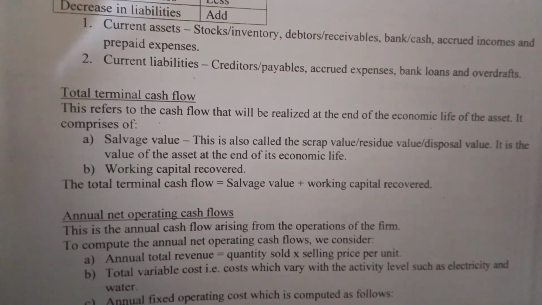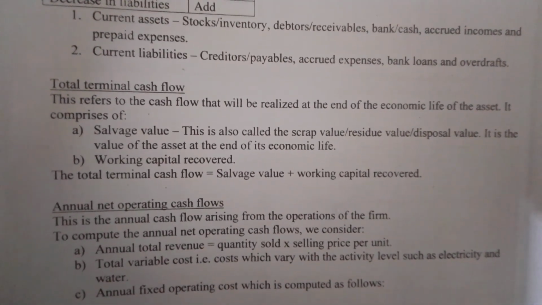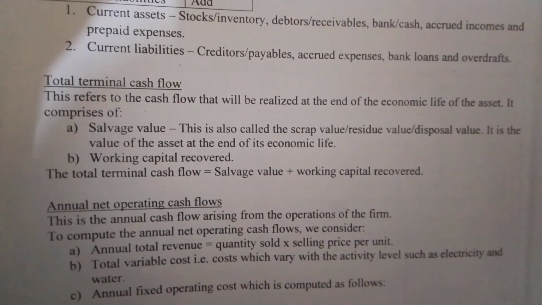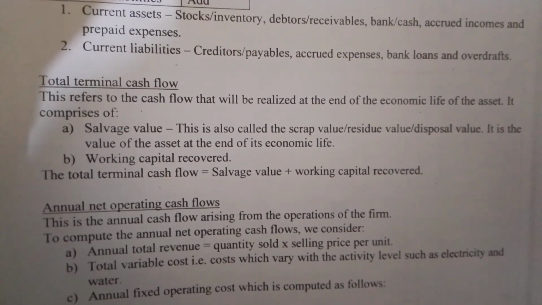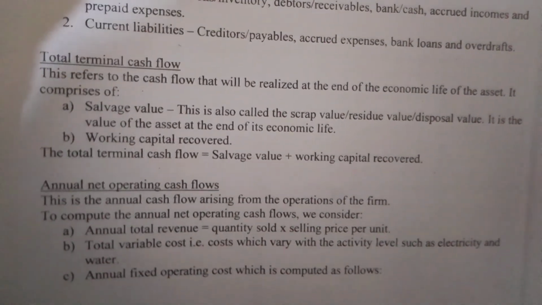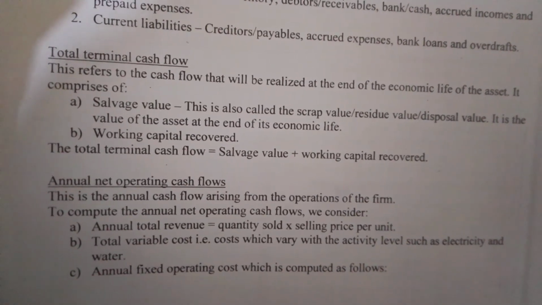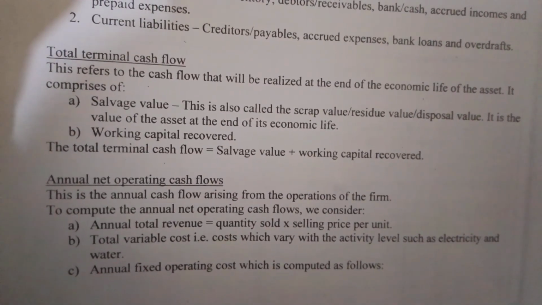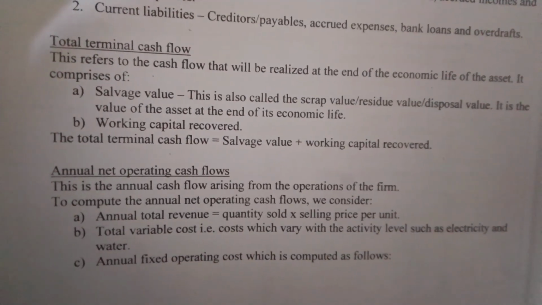So to get total terminal cash flow, you consider that salvage value or the scrap value, plus the working capital recovered. We've said that if you acquire a machine and the changes in working capital are occurring by the end of the economic life, then those changes in working capital should be part of the total terminal cash flow. But if the changes are occurring by the start of the economic life of the asset, then such a change should be part of the initial capital. However, it should not be used for the purpose of depreciation.